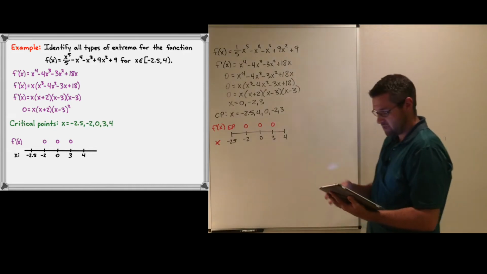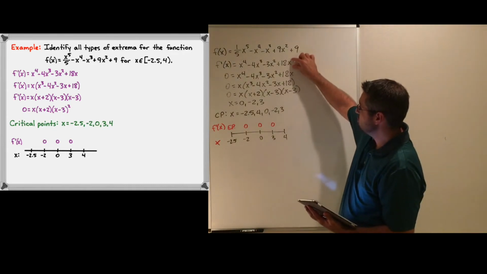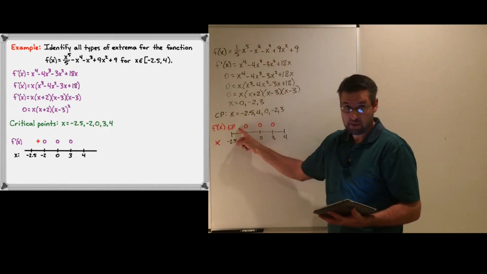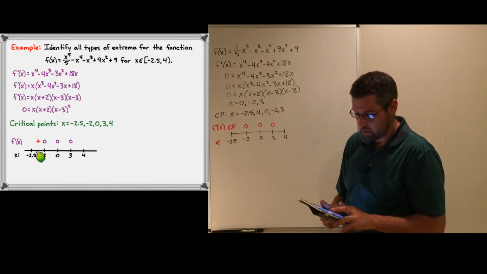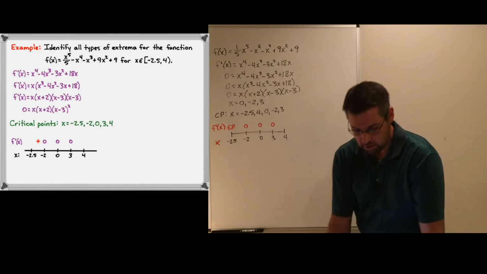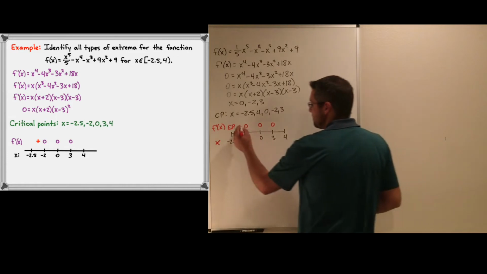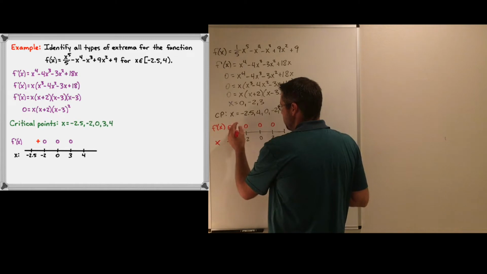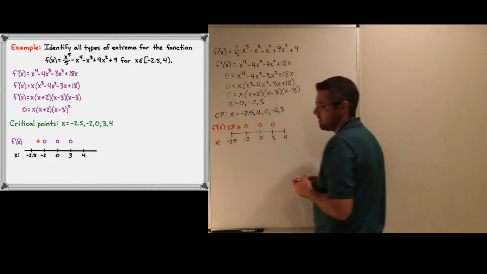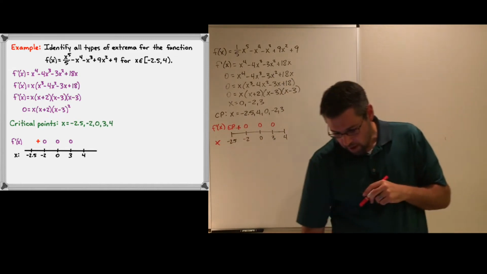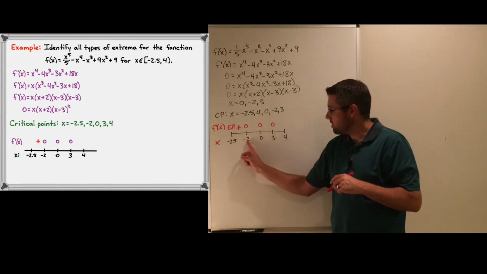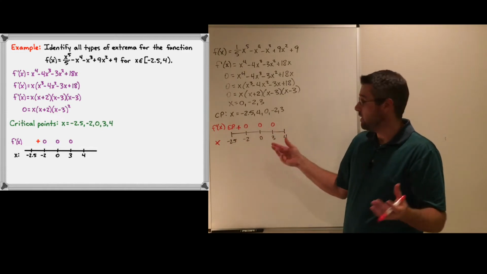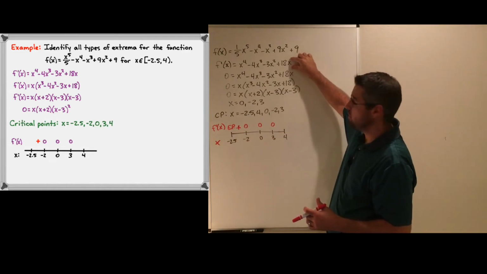Now, I don't have it here, but if you were to plug in negative 2.25 and get a number out, that value is going to be a positive value. You can see that I put a positive sign for that little interval there. So all the derivatives between x equals negative 2.5 and negative 2 are positive values. Now, I'm going to look at the next interval, from negative 2 to 0. And I'm going to plug in a value in between there, an x value like negative 1, into my derivative function.